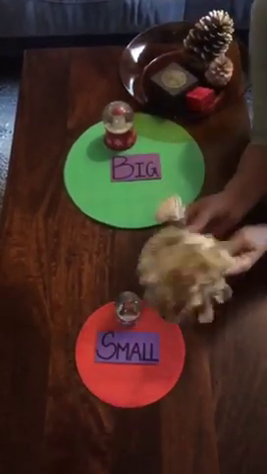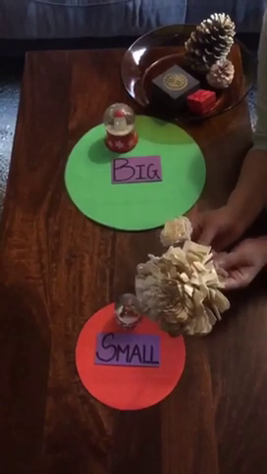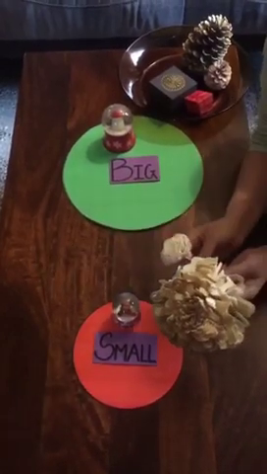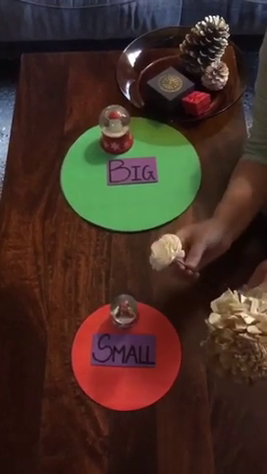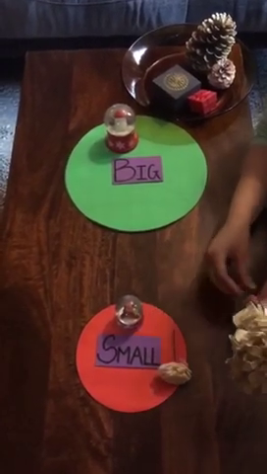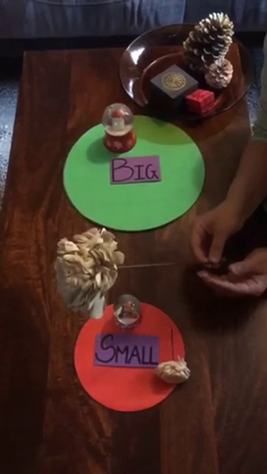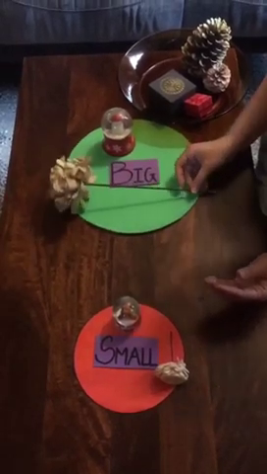I have two flowers with me. One is a small flower and the other is a big flower. I will place the small flower in the small circle and the big flower in the big circle.